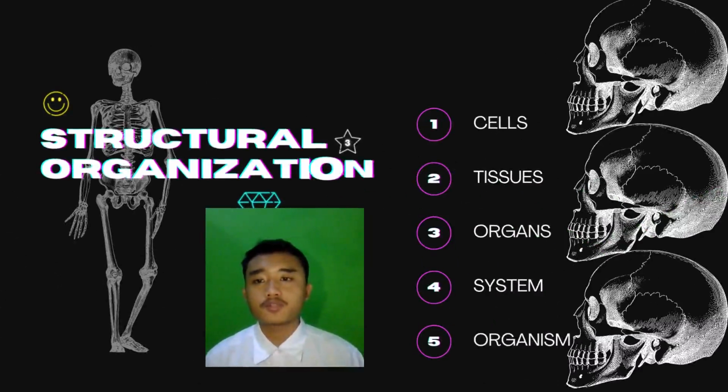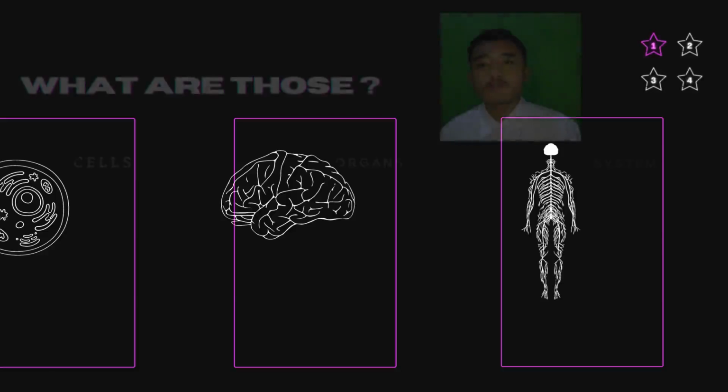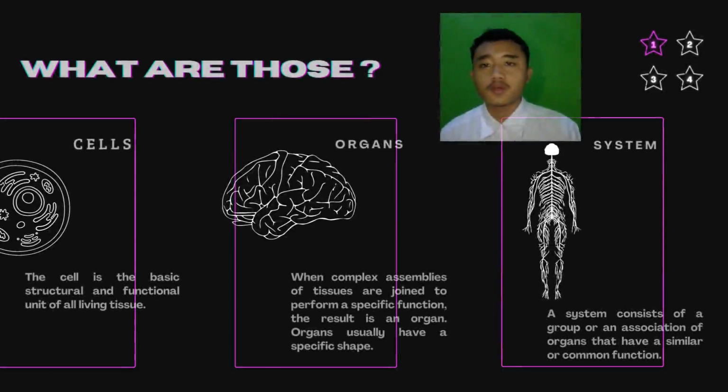Next, we have structural organization. In this structural organization, we have five parts: cells, tissues, organs, system, and organism. The first we have is cells.